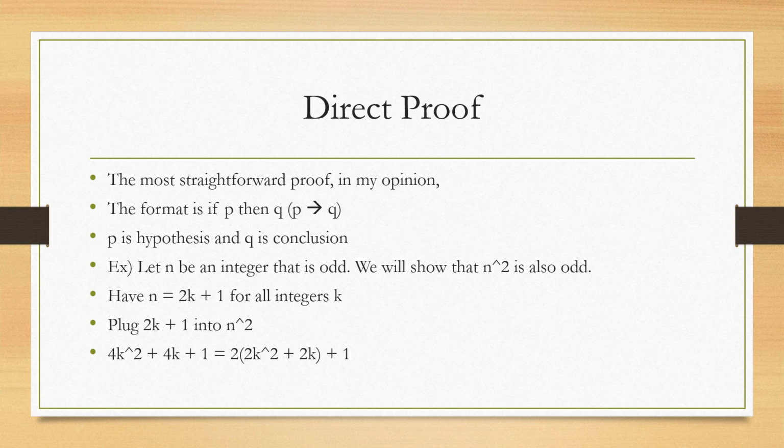So this is the simplest proof in my opinion, direct proof. So if P then Q. An example I have with the proof below, unfinished but 90%: let n be an integer that is odd. We will show that n squared is also odd. Have n equal 2k plus 1, plug into n squared, and then you get 2 times an integer plus 1.